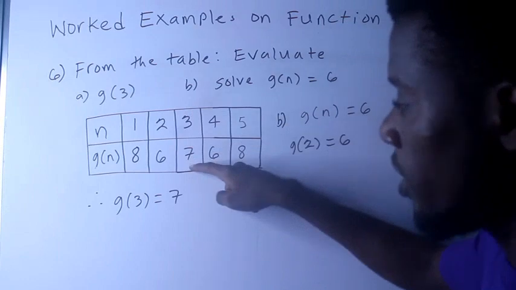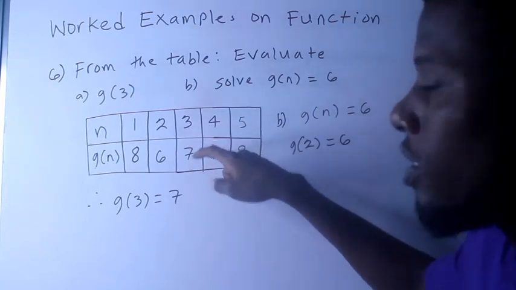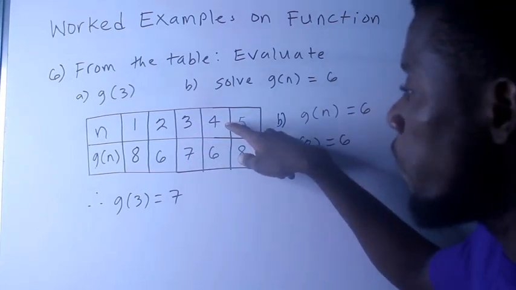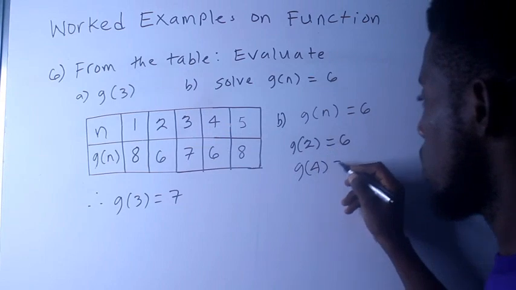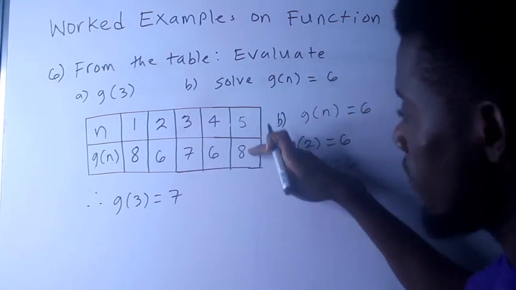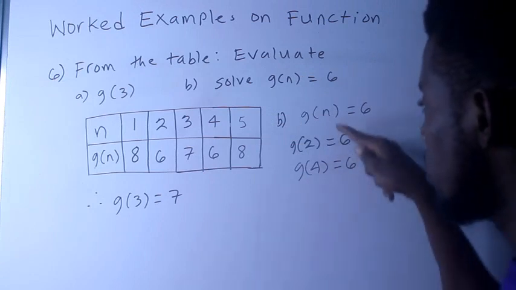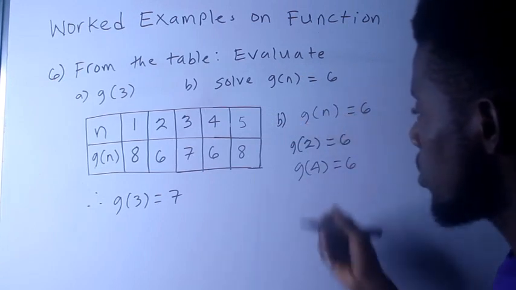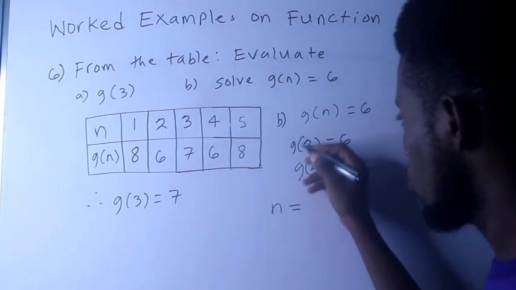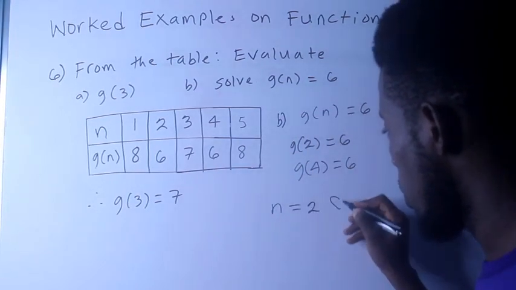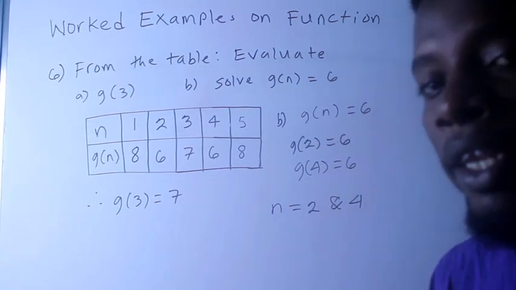g of 3 is 7. So we are not looking for 7, so 3 is not the answer. g of 4 is also 6. So g of 4 is equal to 6. And then g of 5 is 8. So we have two values of n for which g of n equals 6. So to solve this, we just say n is equal to 2 and 4. So you can say n equals 2, n equals 4.